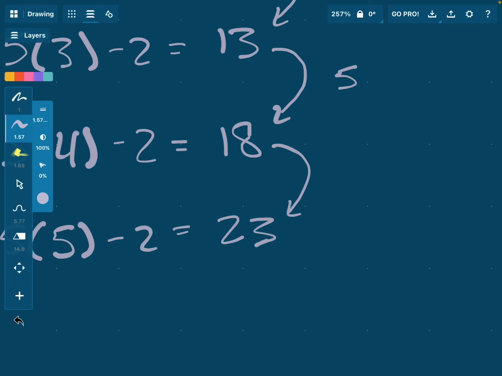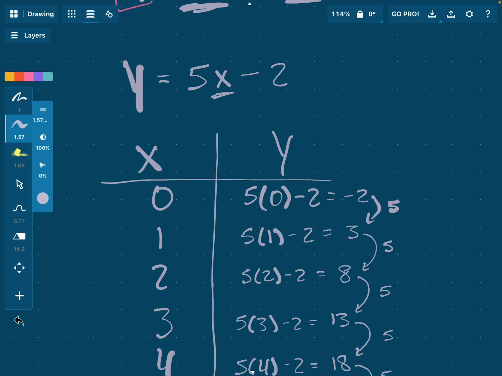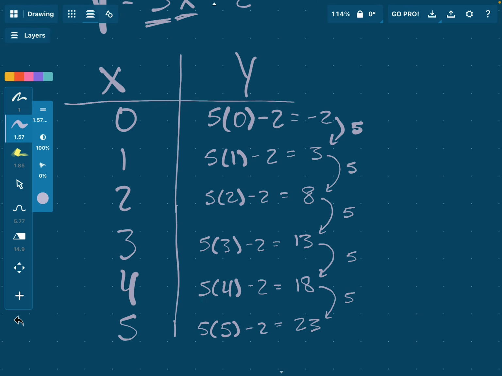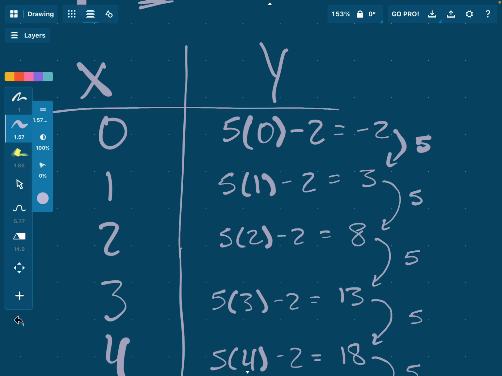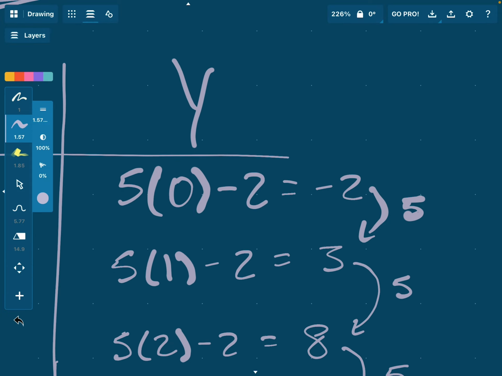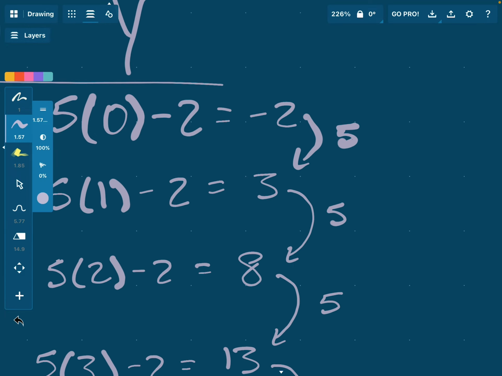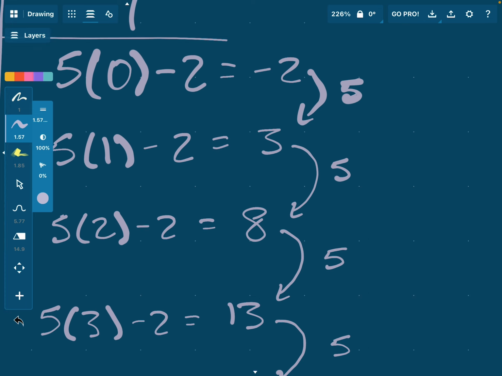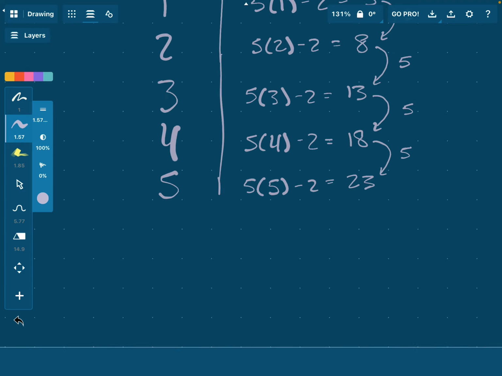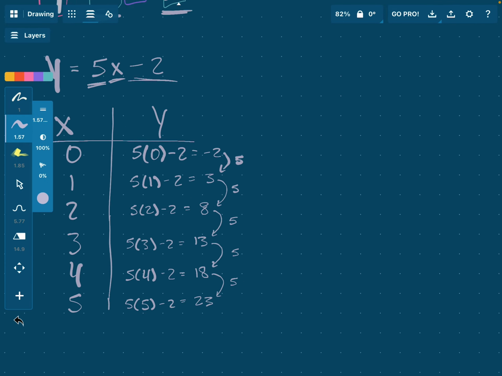Now that is relevant because 5 is our slope. So we're jumping by our slope each time, right? We have 5 up here, and we're just jumping by our slope. Now our first one, when we start at 0, we're going to start at our y-intercept, which is negative 2. So here we start at negative 2, and now we're just increasing by our slope each time. So start at negative 2, go to 3, go to 8, go to 13, 18, 23. And now what we can do is we can take these numbers and we can create a graph.